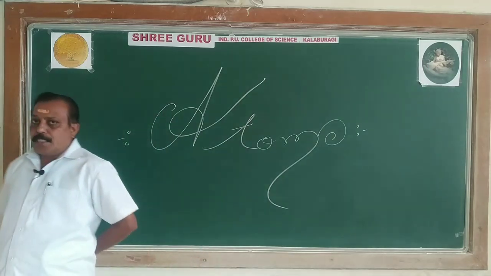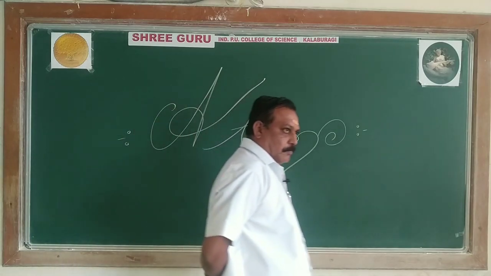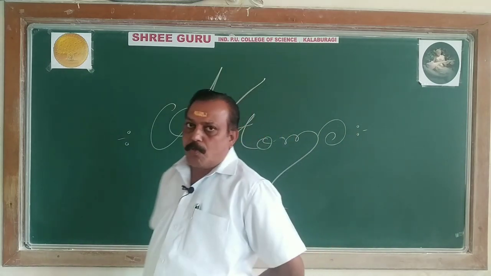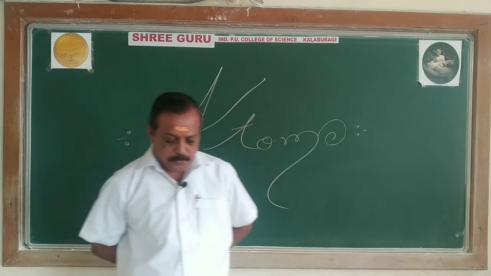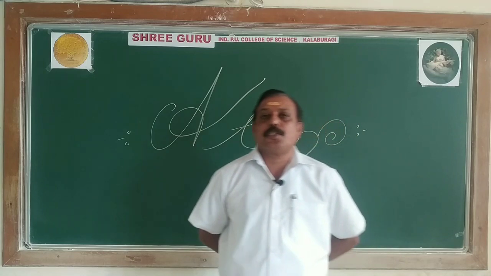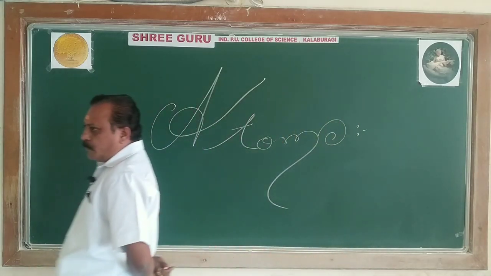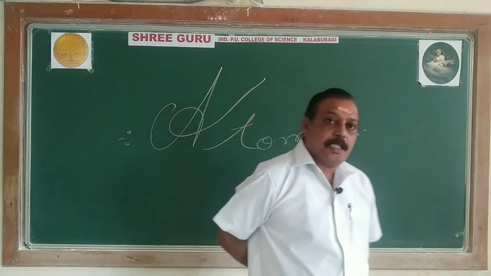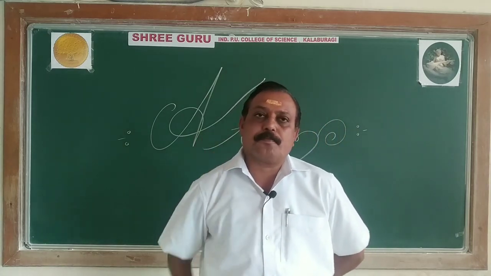So what is J.J. Thomson's atom model? According to J.J. Thomson, the atom is a positively charged sphere of radius 10 to the power of minus 10 meters. The concept of the radius of the atom was given for the first time by J.J. Thomson. His contribution is large.